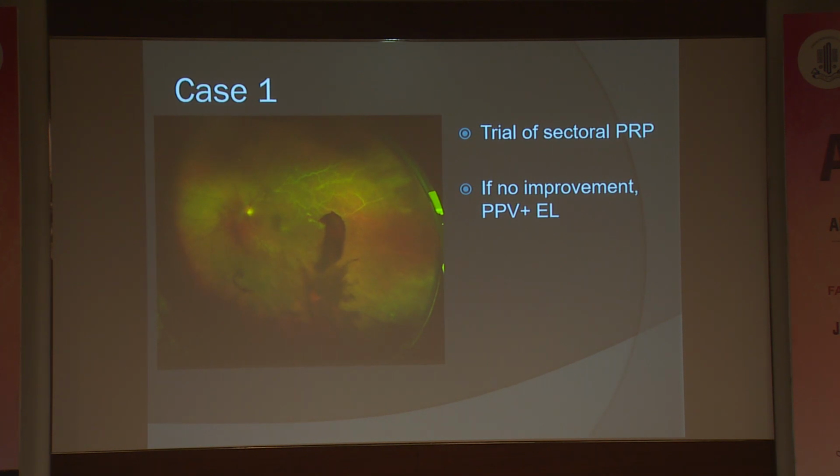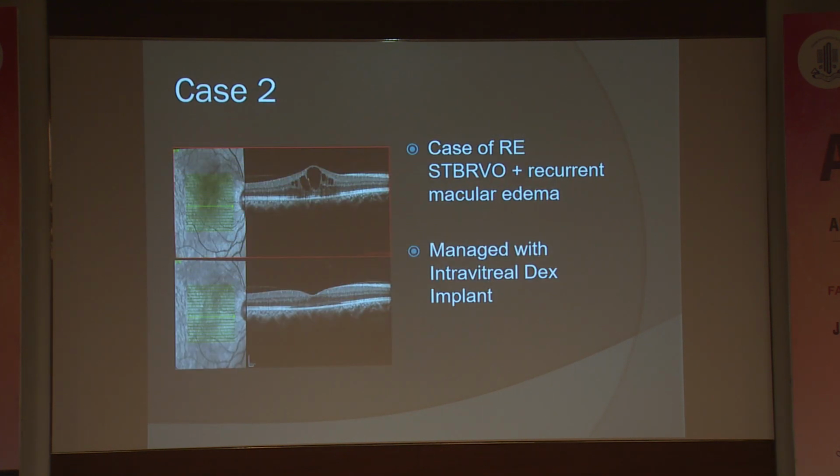In this case, you can see here, this is the sclerosed vessel with the vitreous hemorrhage. So the most important thing I would like to do is just do a sectoral PRP and wait for the vitreous hemorrhage to resolve. If it's complicating or not going away, or the patient complains of floaters, then only I would like to go in for PPV, pars plana vitrectomy with endolaser in this patient.